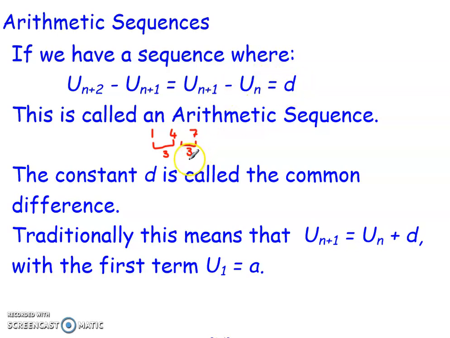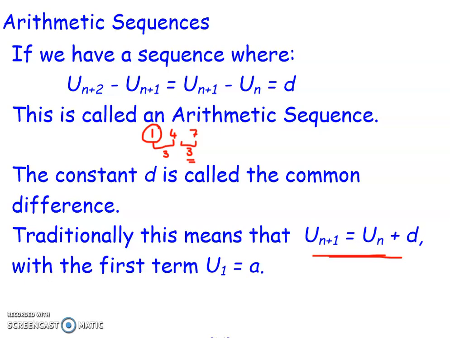Now this d, which if we were to look at this example again was 3, this is called the common difference. So what that means is essentially it goes up by that amount every time. And traditionally this means that we can write our linear recurrence relation in this format here, where u(n+1) equals u(n) plus d. So the next term equals previous term plus this common difference. And what we always say is that u1, our first term, is equal to some value a. So in this case, u1 would be equal to 1, so a would be this value 1. It's where we start the sequence and where we then build upon and build up.